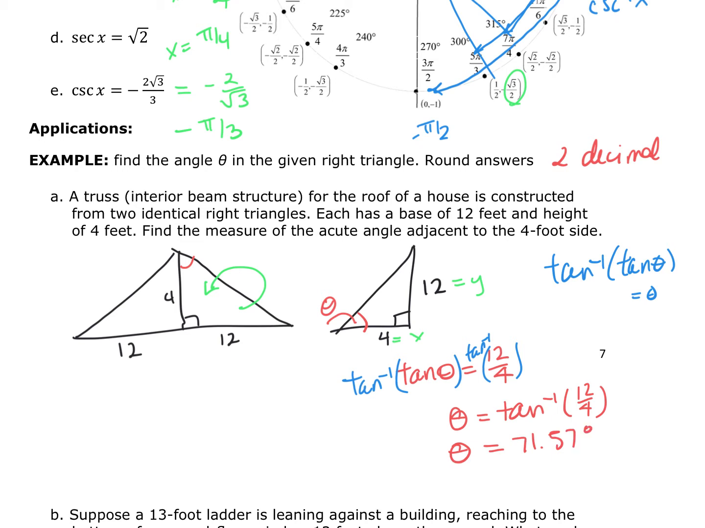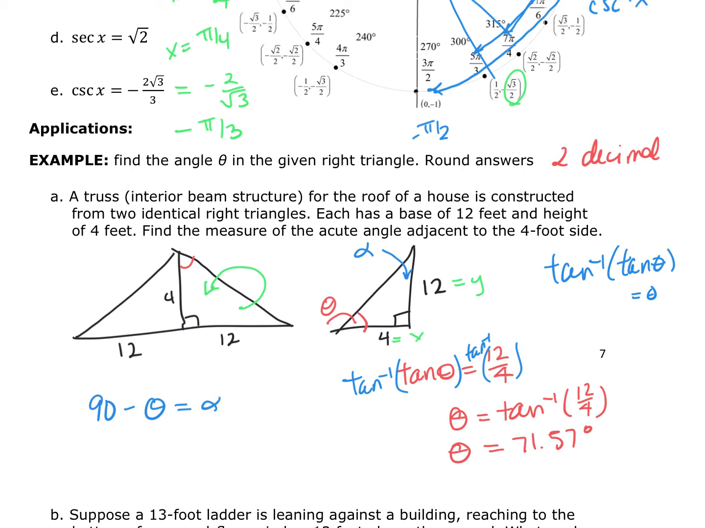If I wanted to find this angle right here, then I know all the angles add up to 90. If I wanted that one, we'll call this one alpha. That means that 90 minus the theta would equal my alpha if that's the one I'm chasing.